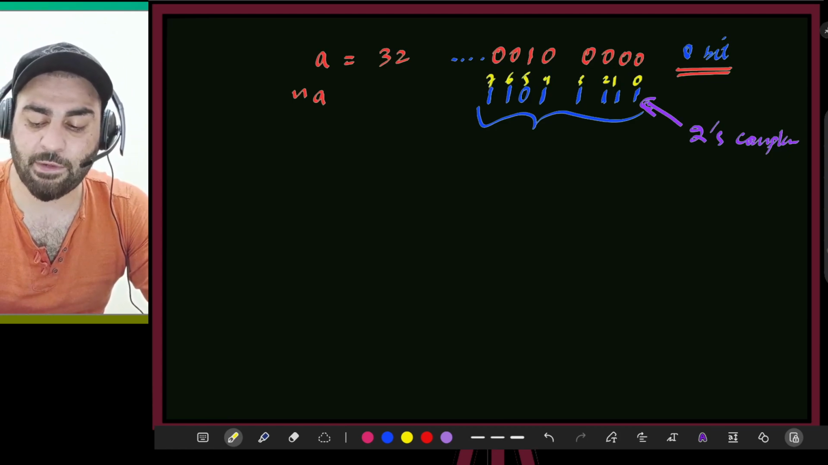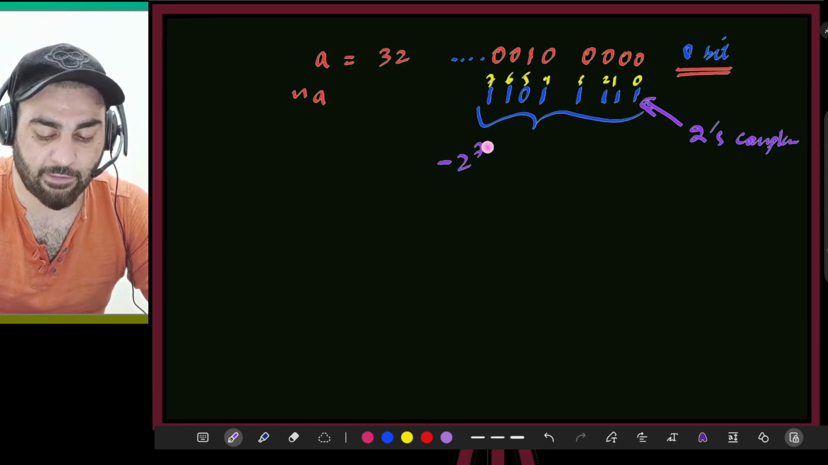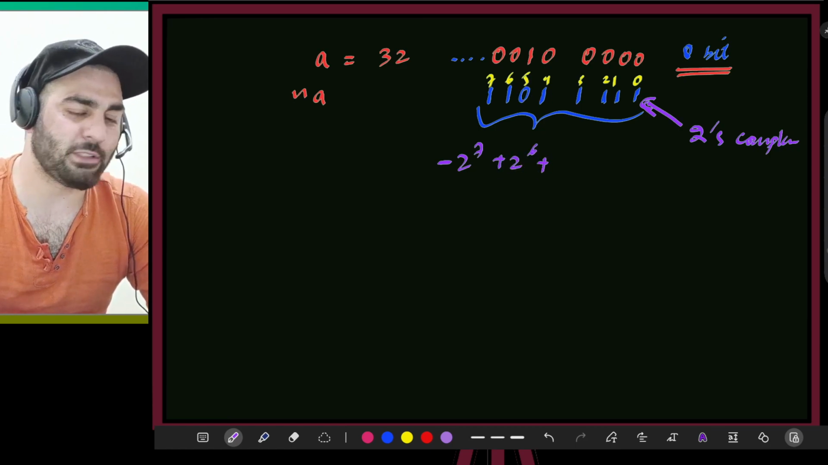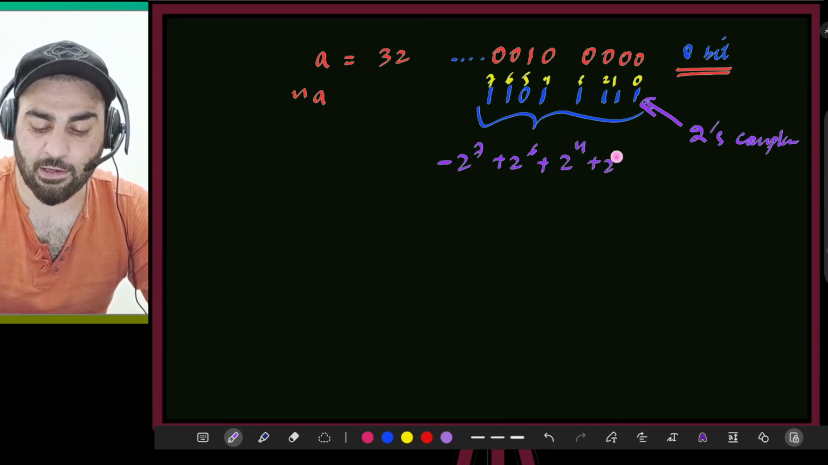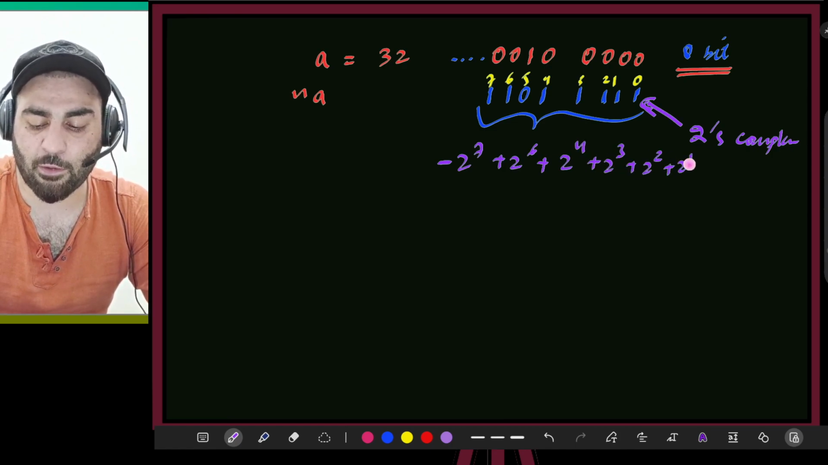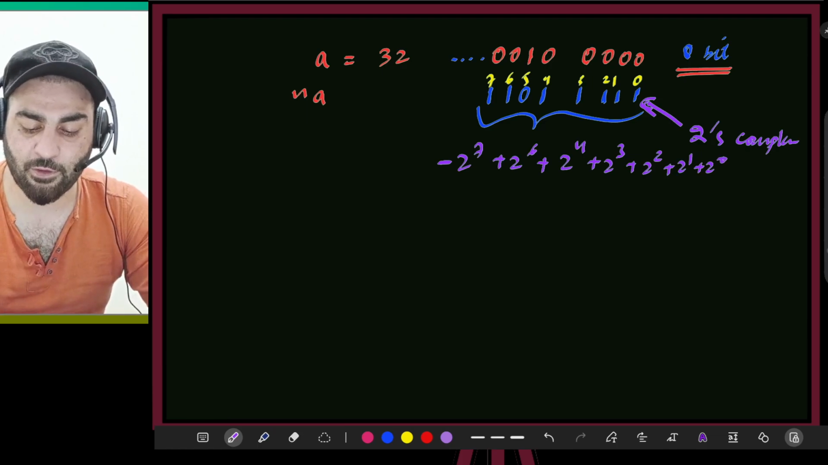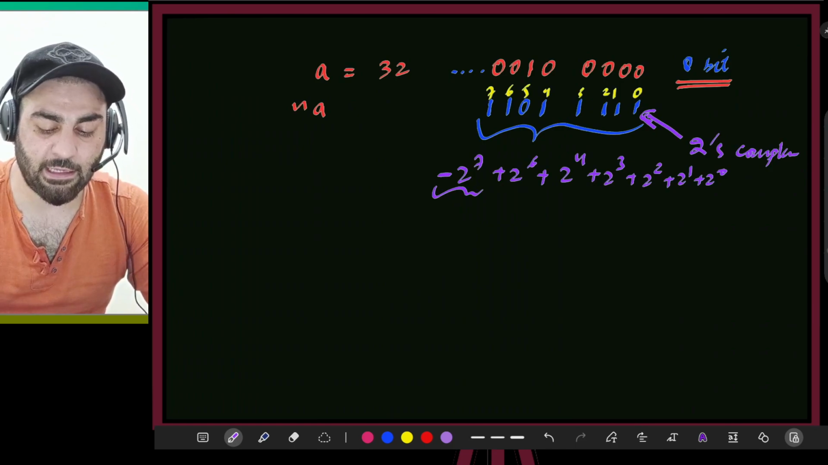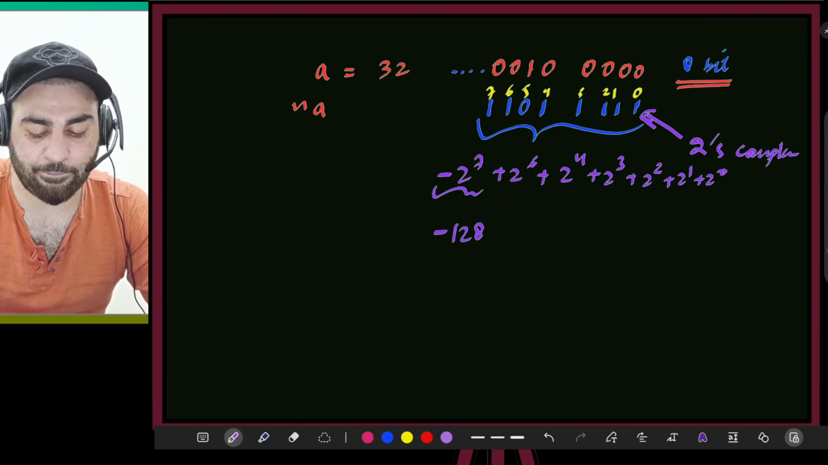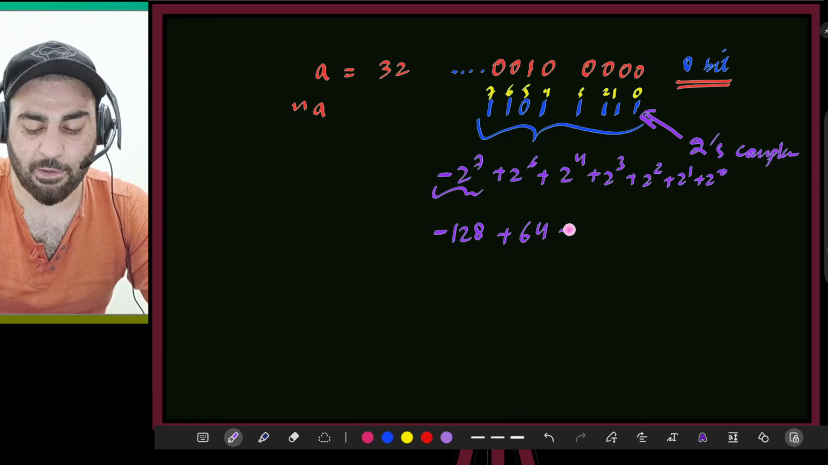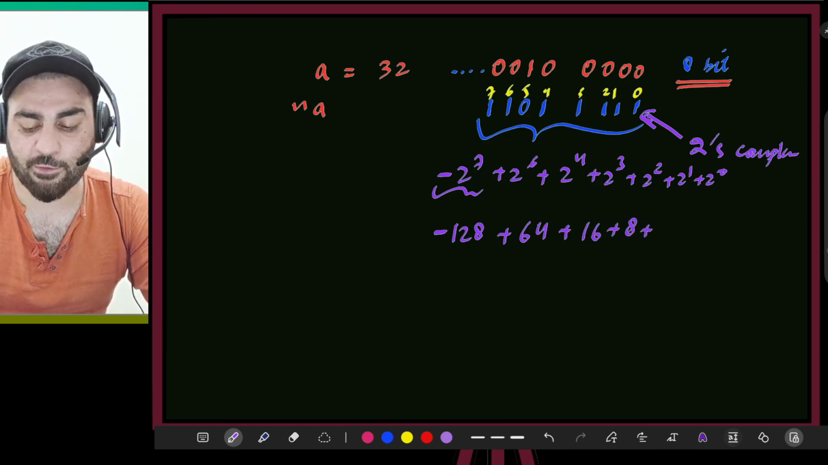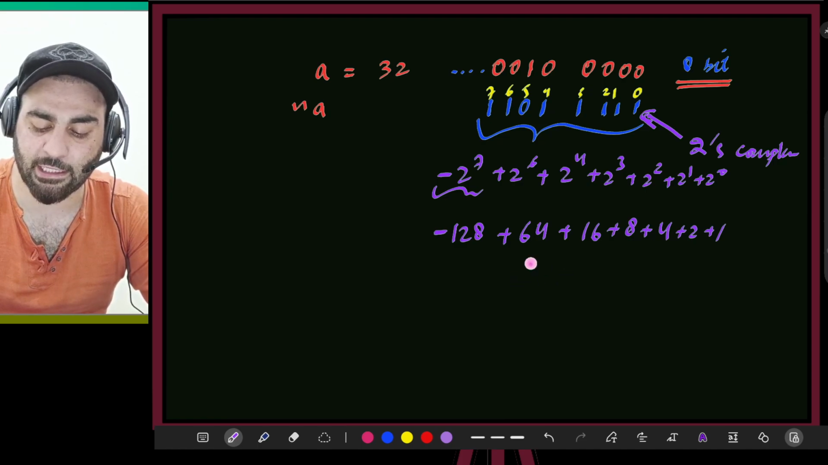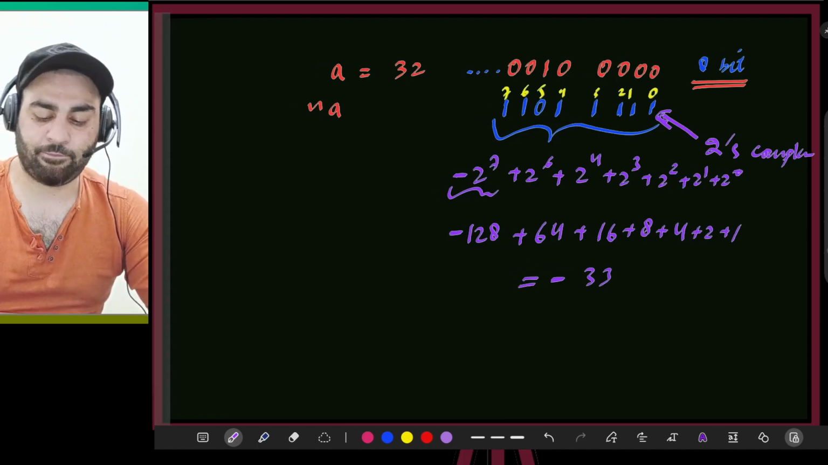The first bit's value I'll write as minus 2 to the power 7 plus 2 to the power 6 plus, actually this is 2 to the power 5 but multiplied by 0, nothing. So 2 to the power 4 plus 2 to the power 3, 2 to the power 2, 2 to the power 1 plus 2 to the power 0. That's what I did over here. So this is equal to minus 128 plus 64 plus 16 plus 8 plus 4 plus 2 plus 1. Now if you calculate this, it should be equal to minus 33. That's what I got over here.